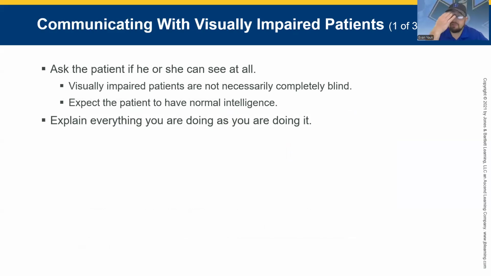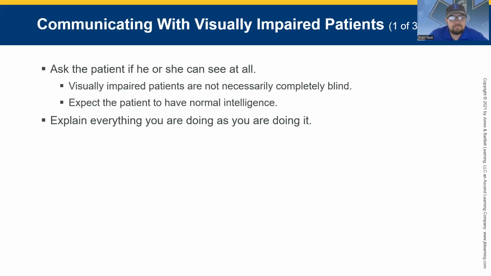Ask the patient if he or she can see at all visually. Oh, we're on visually impaired. Sorry. Visually impaired patients are not necessarily completely blind. Expect the patient to have normal intelligence. Explain everything you are doing as you're doing it. This should be every single patient. You're going to hear this 10,000 times. Verbalize every move you make to every single patient.